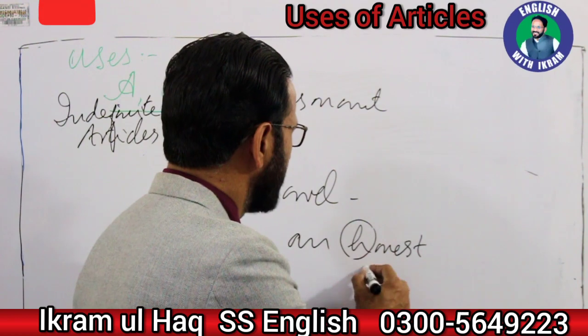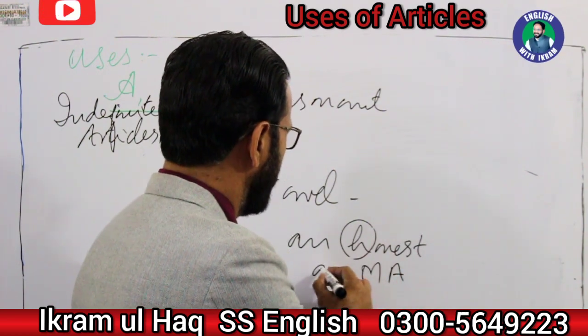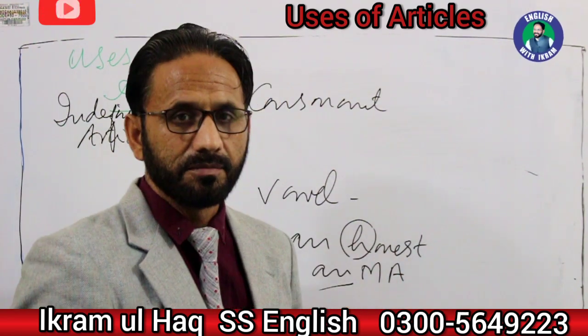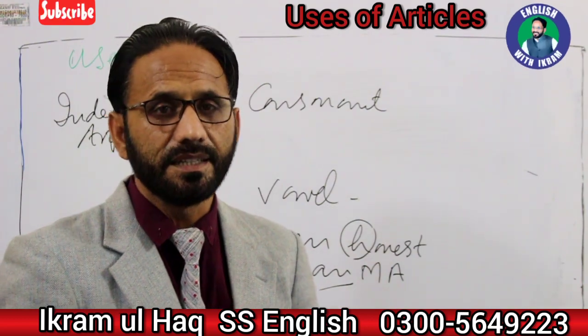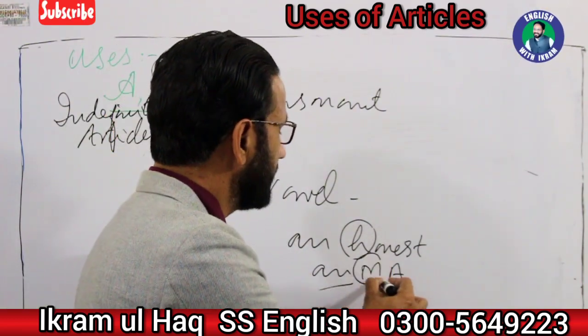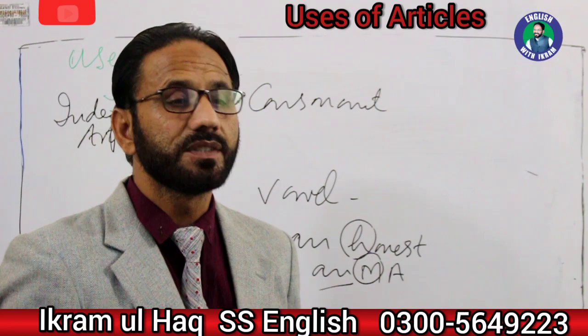Same is the case with the word MA. We have to use the article an. But according to that traditional concept, A, E, I, O, U, the initial letter is M. And why are you using an?